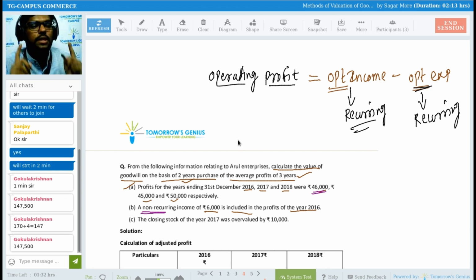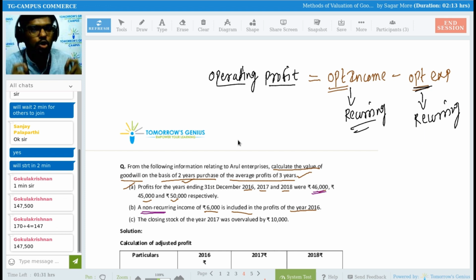so that name, fame and reputation is based on my operating profit or my non-operating profit? Obviously, sir, that should be based on my operating profit. That should be based on my recurring income and recurring expenses, right? That's why whenever we are calculating goodwill, sir, non-recurring incomes and non-recurring expenses, we are not supposed to consider. Once again, I'm repeating.